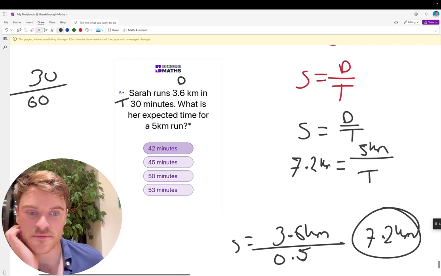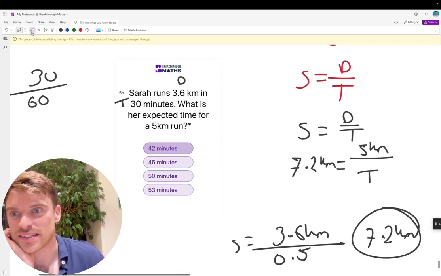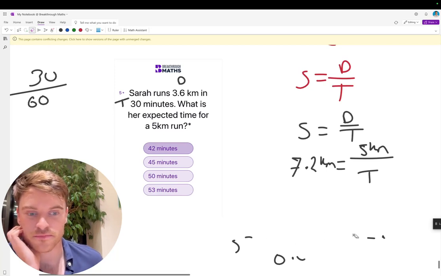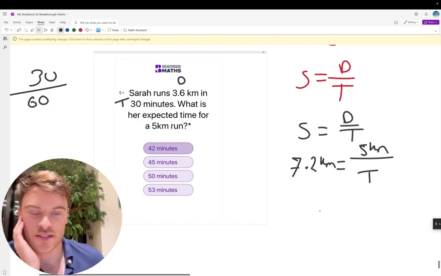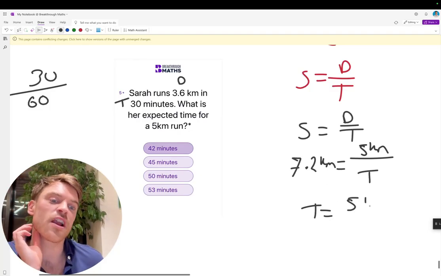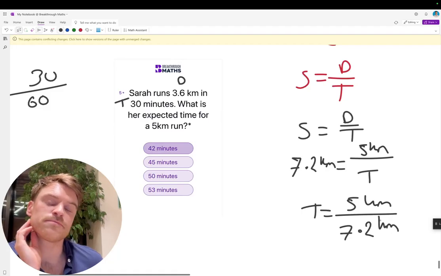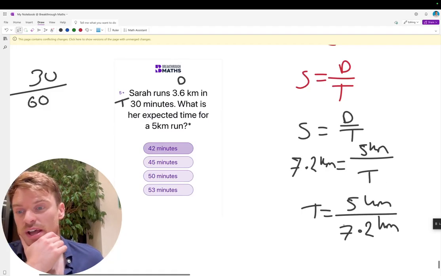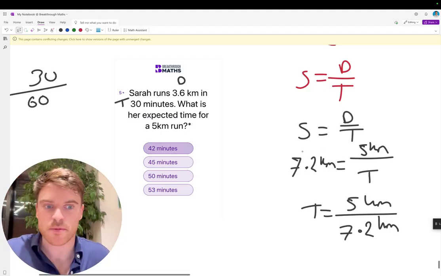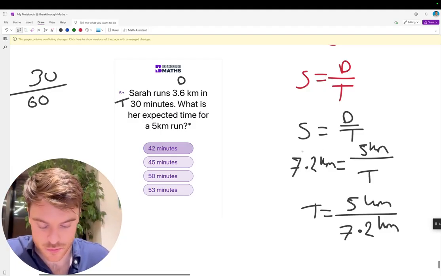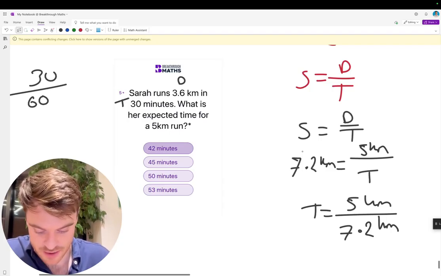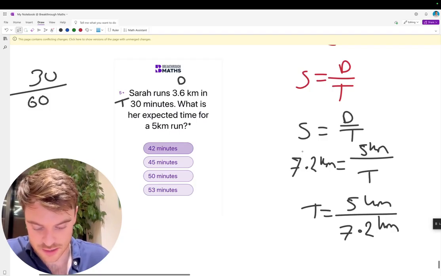7.2 kilometers per hour, and you're going to put it into there. So let's get this right. T is equal to 5 kilometers divided by 7.2 kilometers per hour. Whatever that comes out as, it's probably not going to be clean. So what's it end up being? 5 divided by 7.2 is 0.69.